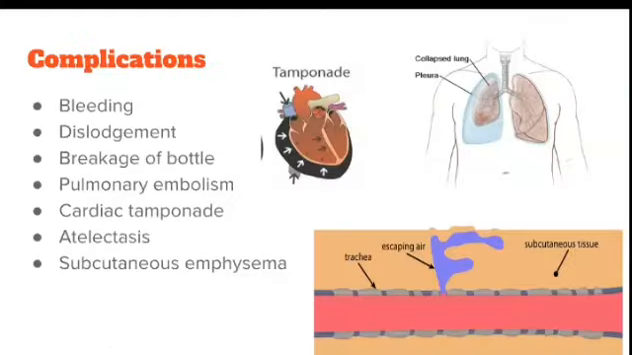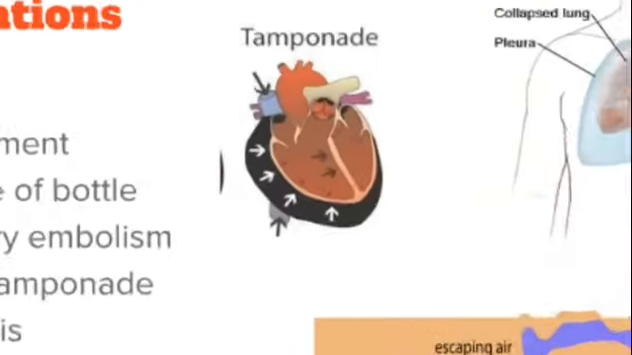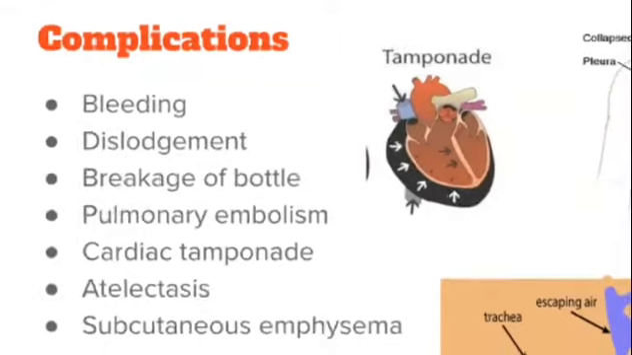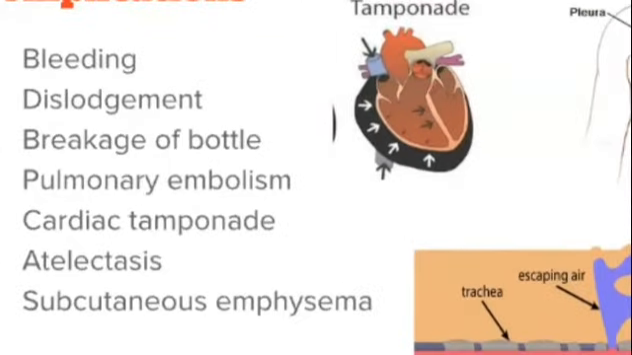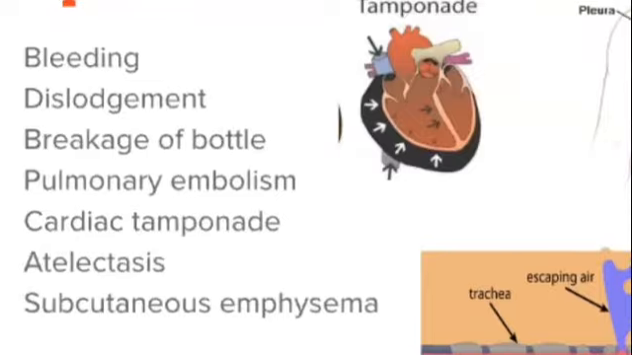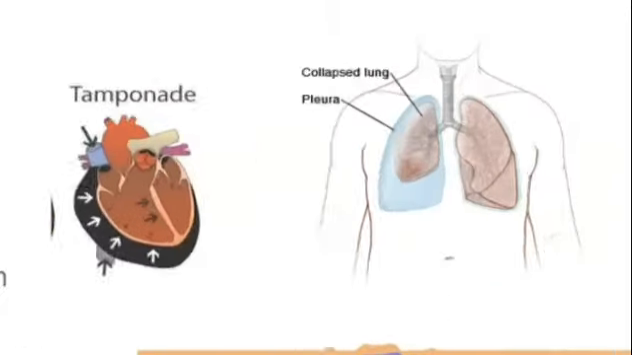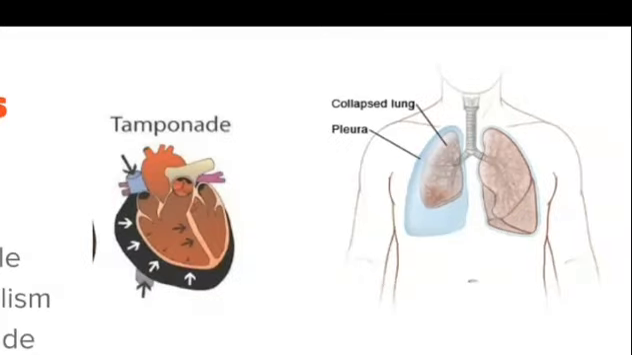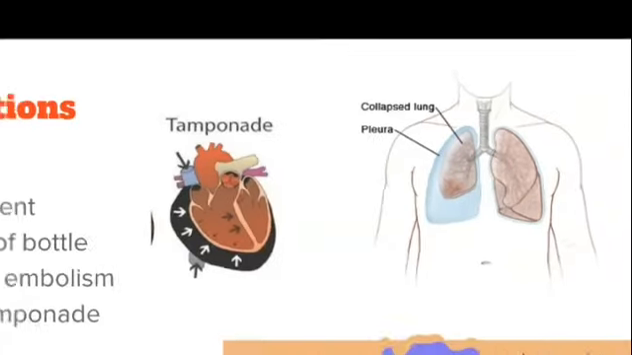So what are all the complications? Bleeding, dislodgement of the tube, breakage of the bottle if you are using the bottle system, pulmonary embolism rarely in some cases, cardiac tamponade. This is the picture where there is collection of pericardial fluid, which is a complication of this intercostal drain system. Atelectasis, this is the picture which shows collapse of the lung. For that we need to encourage the patient to do ambulation and breathing exercises.